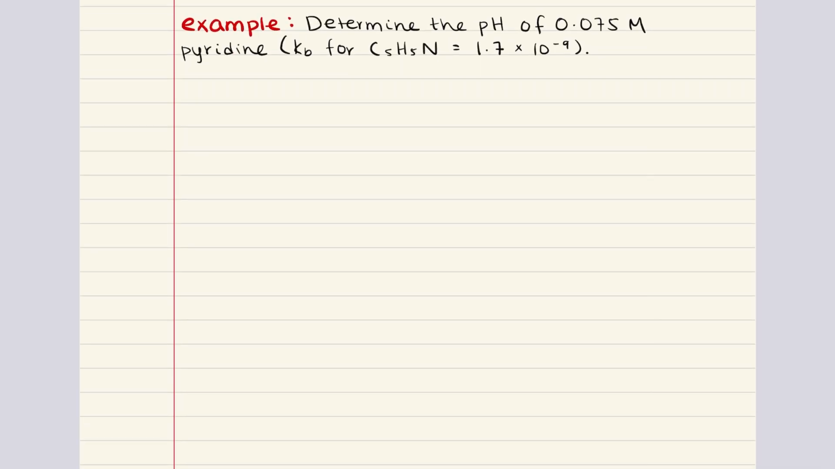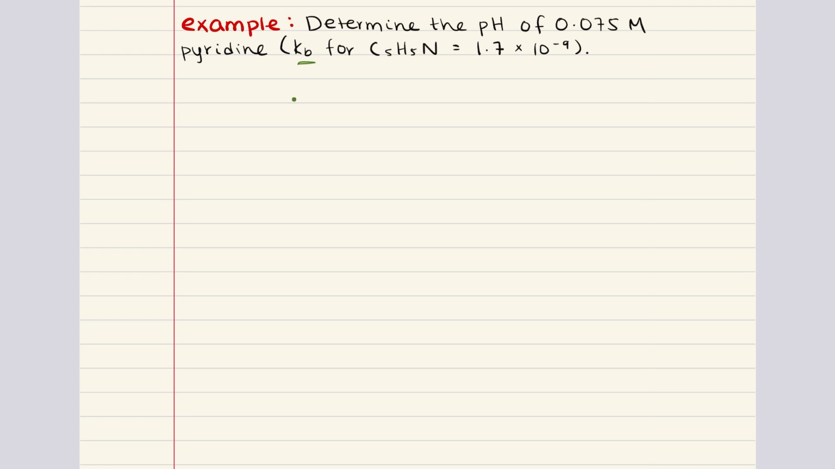This problem says determine the pH of 0.075 molar pyridine. The Kb value for pyridine is 1.7 times 10 to the minus 9. Now, if you're asked about a substance that you're not familiar with, you may wonder whether this substance is an acid or a base. The tip-off for this substance is that it has a Kb value, making it a base. And all weak bases behave the same in water.